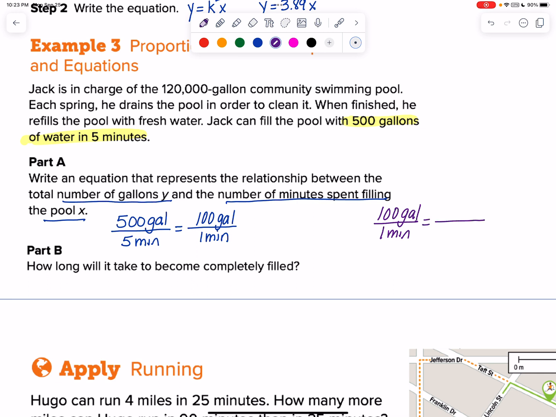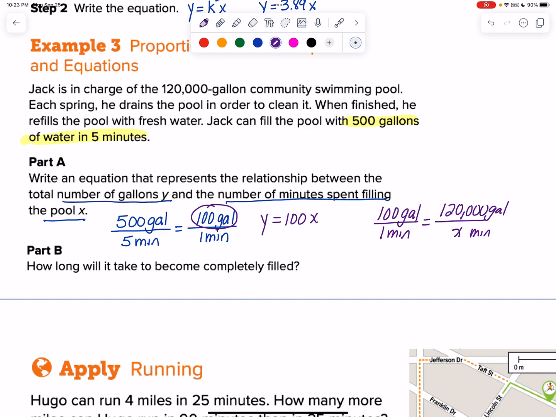equals, and we want to know what if we have 120,000 gallons. How many minutes would that be? Okay, so you could find the multiplier for this, or you could do means extremes or cross multiply. Another option, though, is since we know what the unit rate is, this is our COP, is the 100 gallons. Okay, and so we have y equals 100 times x.